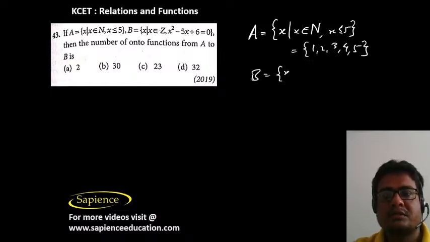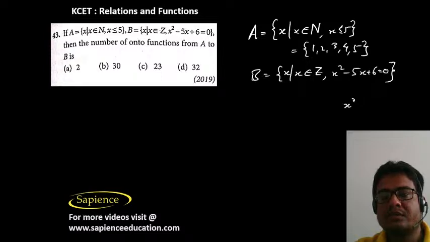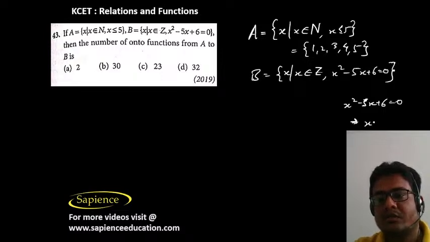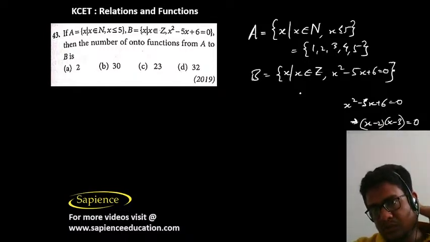And then the set B consists of all those x such that x belongs to Z, the set of all integers, and x square minus 5x plus 6 is equal to 0. If we factorize it, x square minus 5x plus 6 equals 0 means x minus 2 into x minus 3 equals 0, since 2 times 3 is 6 and 2 plus 3 is 5. So x equals 2 and 3. Therefore the set B contains the elements 2 and 3 only.